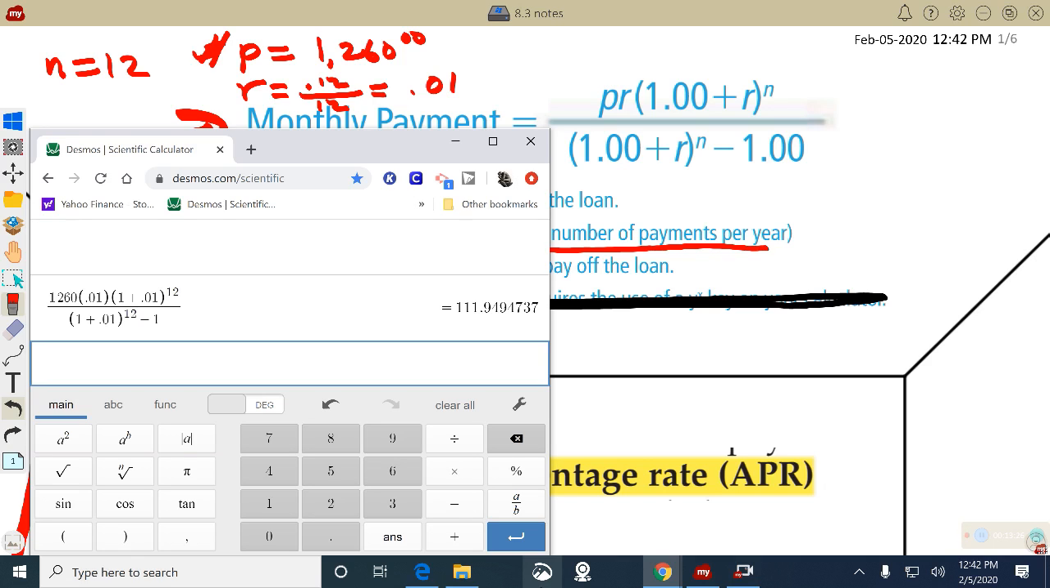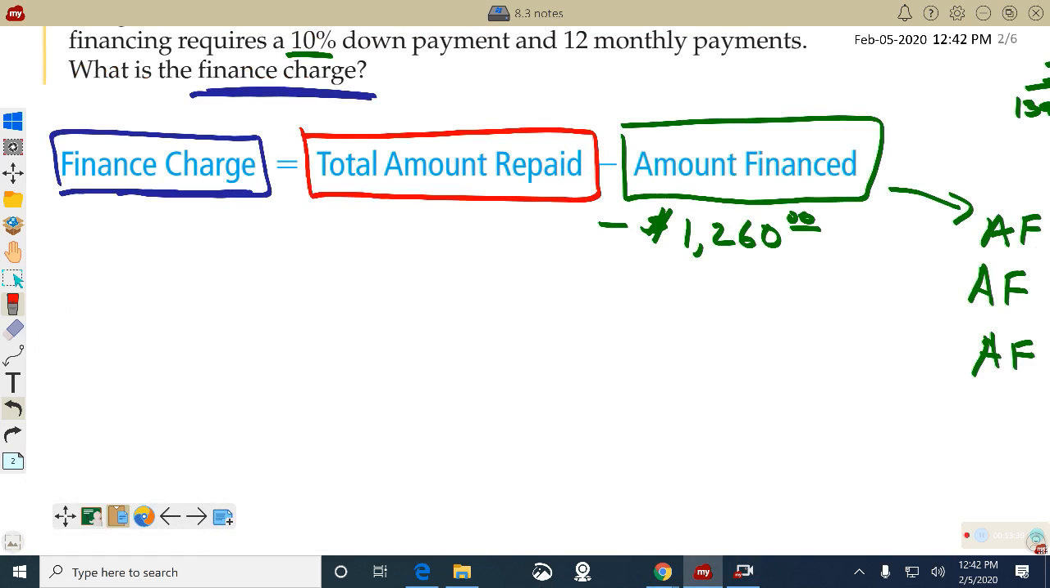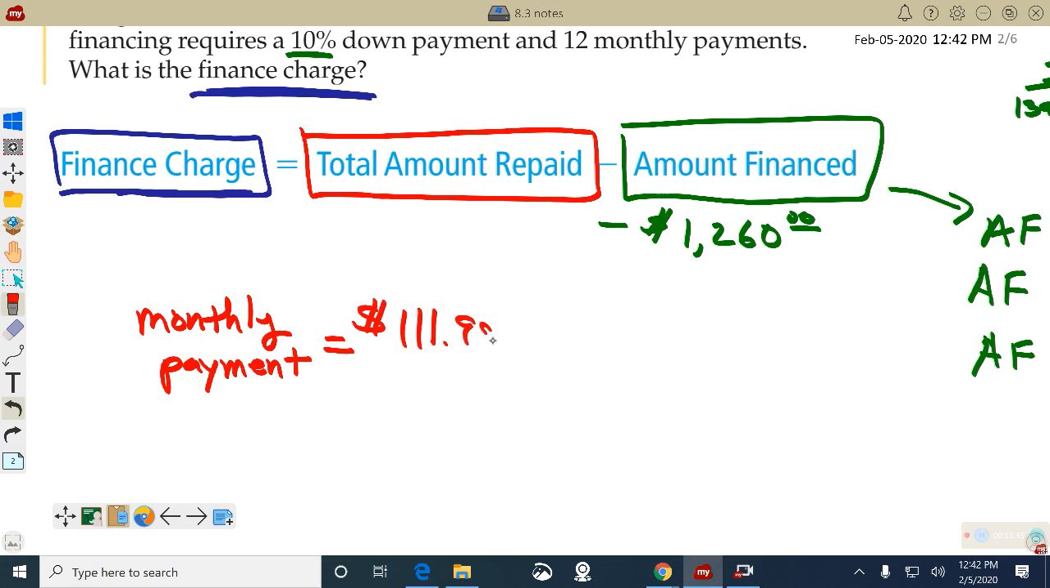Let's go back over here. Go to write monthly payment. Is equal to $111.95. Every month they're going to pay that until the fridge is paid off. Right, Medina? Yeah.